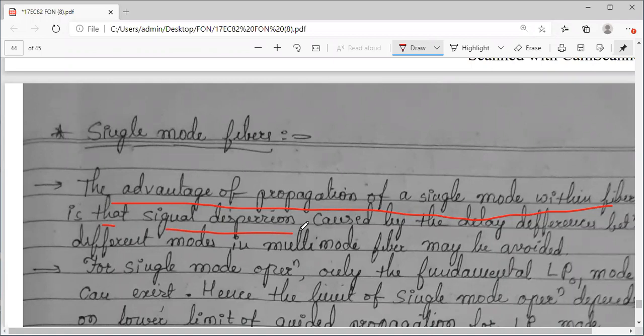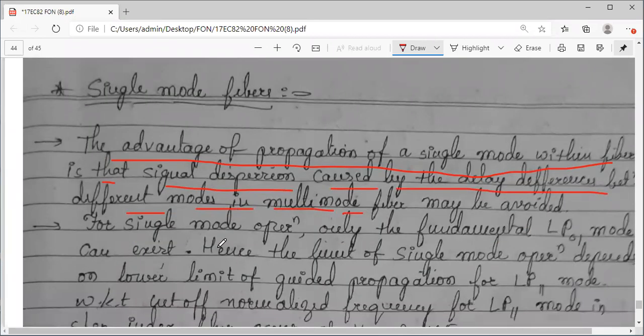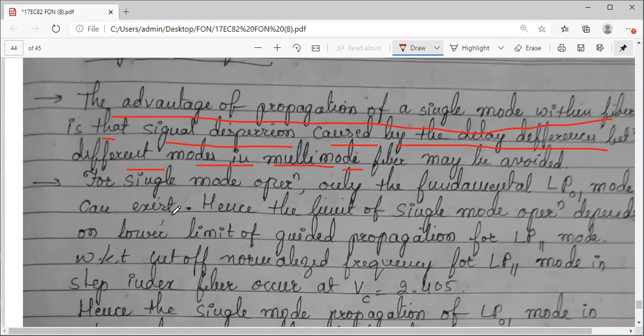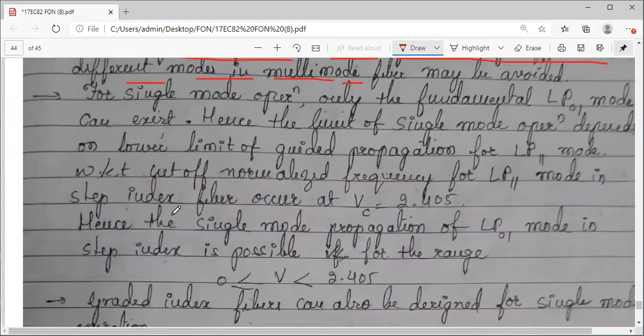Just now we have seen as a note. But here in single mode, what is happening? There are no other modes, there are no other rays, only single, because of which there is no question of the dispersion caused by the delay differences between the different modes, which actually happens in multi-mode. Multi-mode mein jitne aapke rays rahenge, utne modes rahenge. Because of that, group velocities will be different, because of which there will be delays, for which dispersion does occur in multi-mode. But single mode mein that can be avoided. That is one of the advantages. For single mode operation, okay, here we have got two important points.